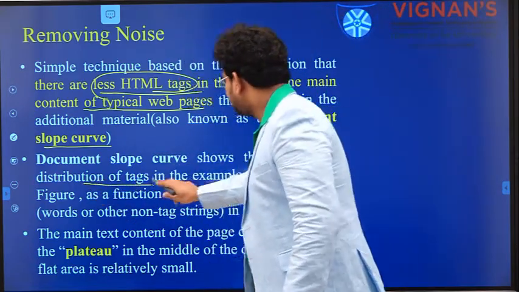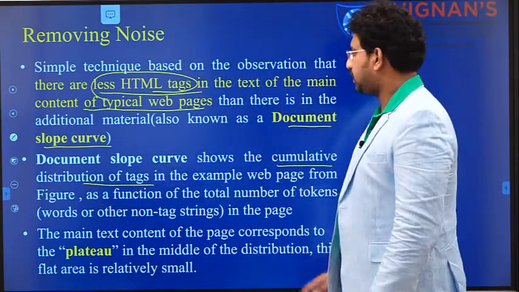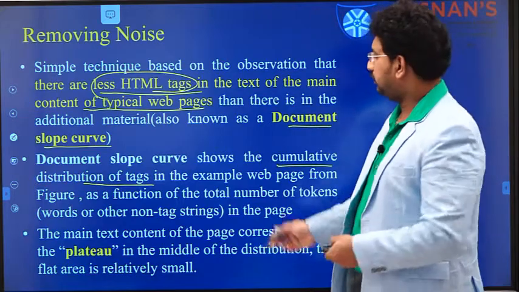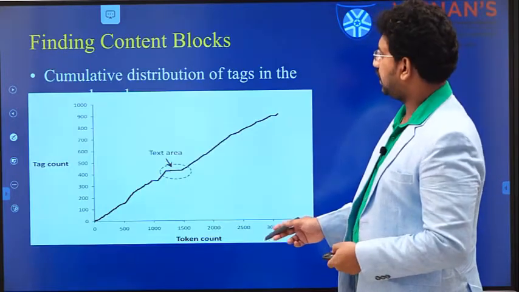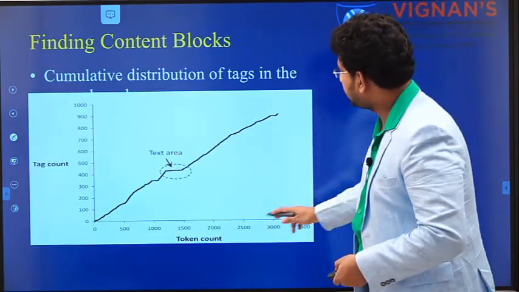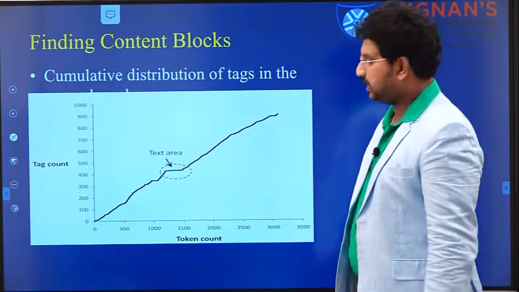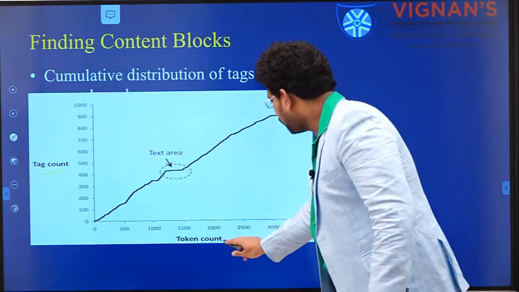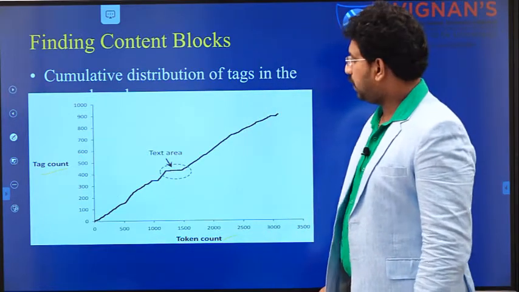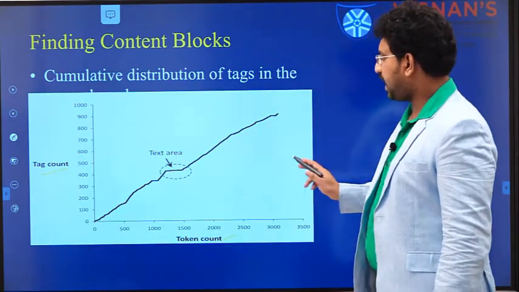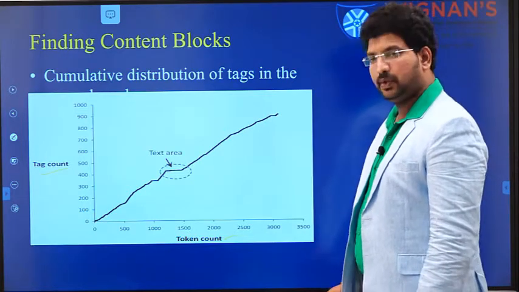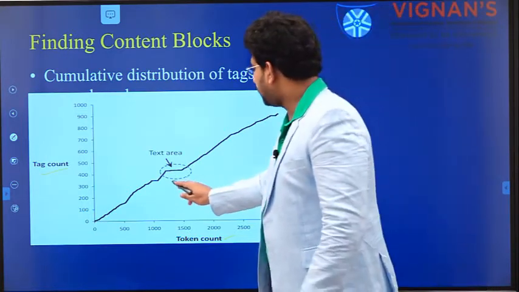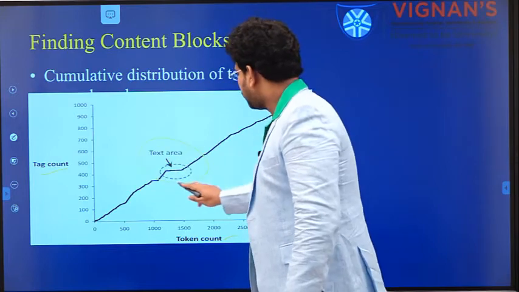Cumulative distribution of the tags in the example web page. From the figure, this is the cumulative distribution of the tags, depicting very clearly the tag count on the y-axis and the token count here. You are able to observe how the tags and the token counts are distributed, and this is the text area.